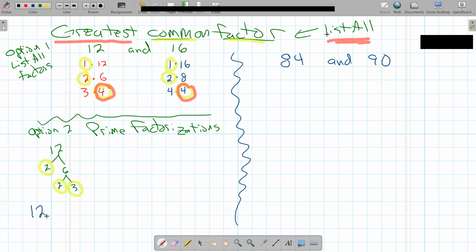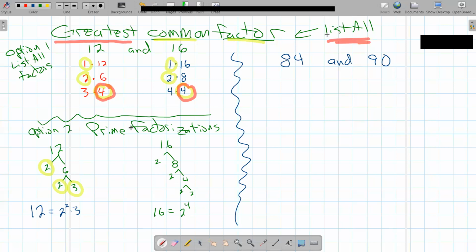And often prime factorizations, we write them in order from least prime to the greatest, and we use exponents. So I would say that's 2 squared times 3. And then for 16, 2 goes into 16 8 times, 2 goes into 8 4 times, and 2 goes into 4 twice. 2 times 2 is 4, times 2 is 8, times 2 is 16. There's 4 2's, so that would be 2 to the 4th power. 16 equals 2 to the 4th power.